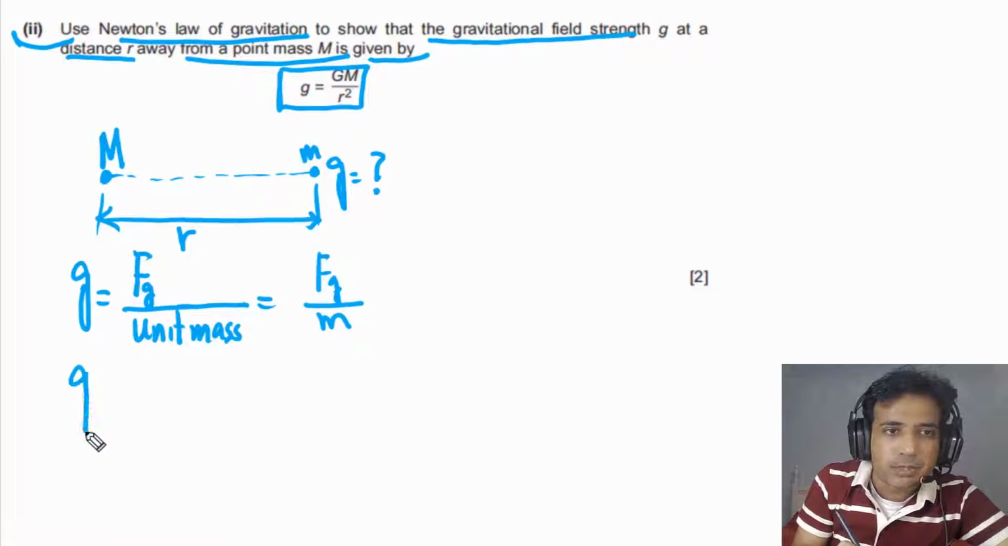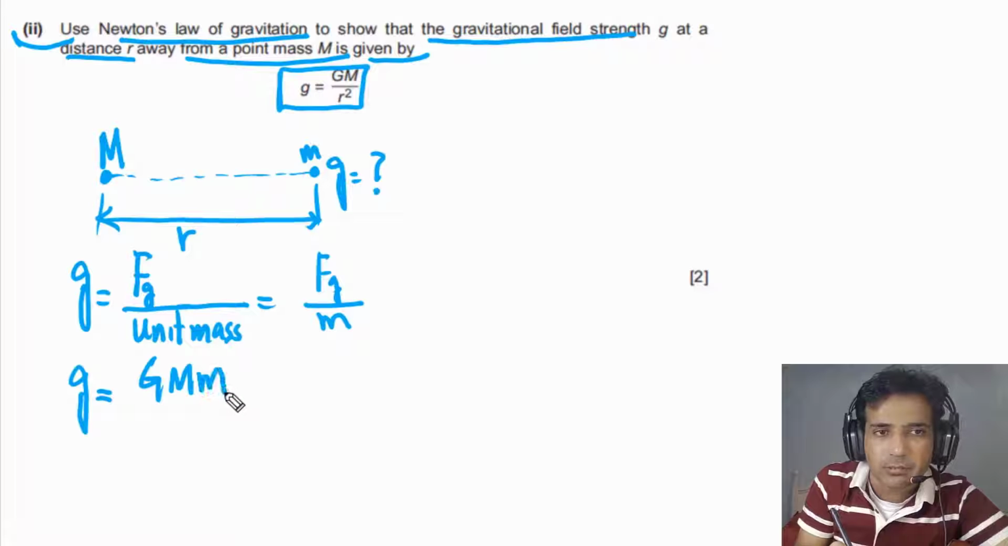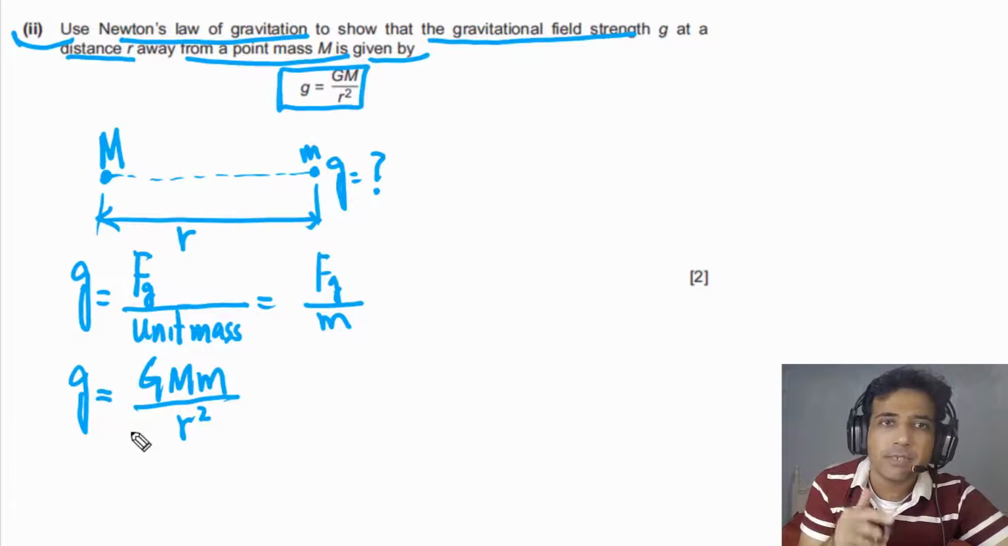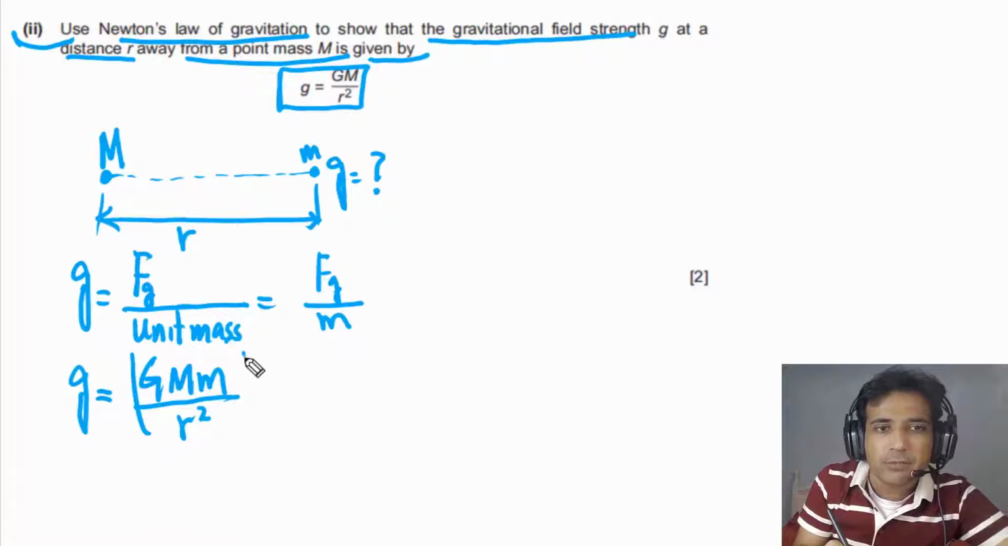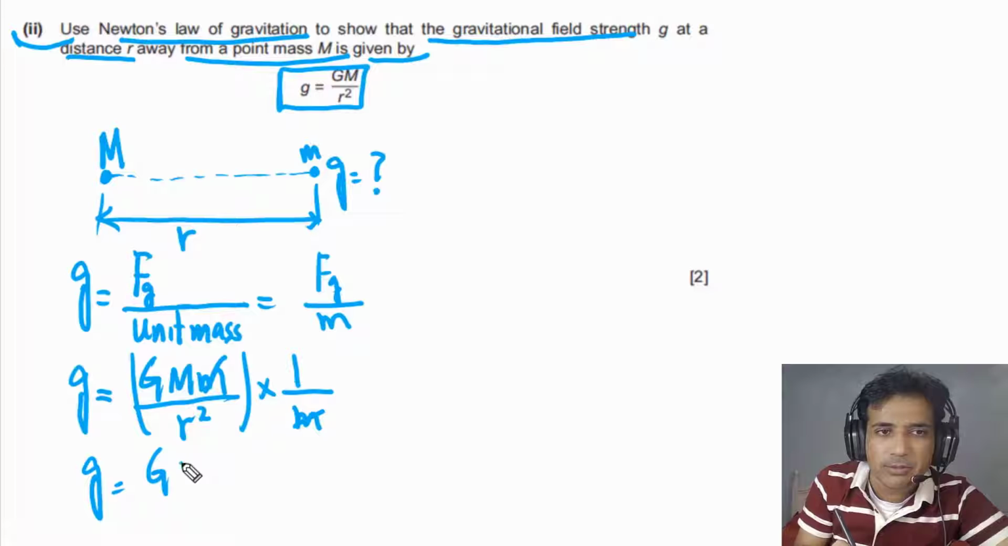So simply in this case we can say small g is equal to gravitational force. So the gravitational force between these two masses will be equal to capital G, capital M, small m, divided by the distance between the centers. These are point masses, so it simply means that you need to take the distance from this mass to this mass. And we need to divide this one by unit mass. So this is our unit mass. So in this case, simply you can cancel this m with this m. So we are left with capital G, capital M over r squared. So this is what question was asking us to derive.